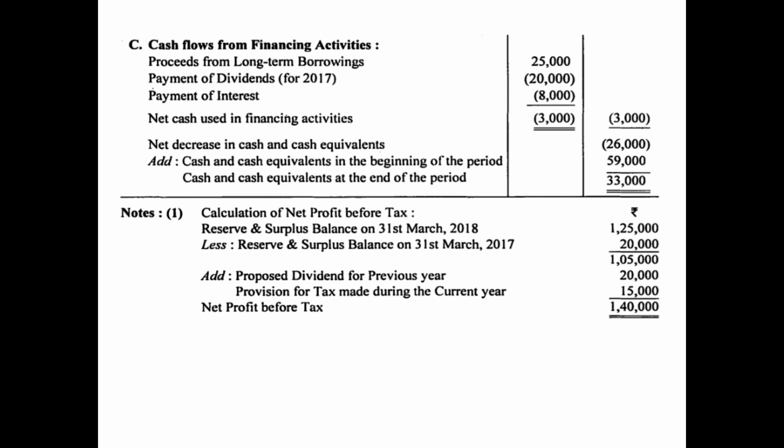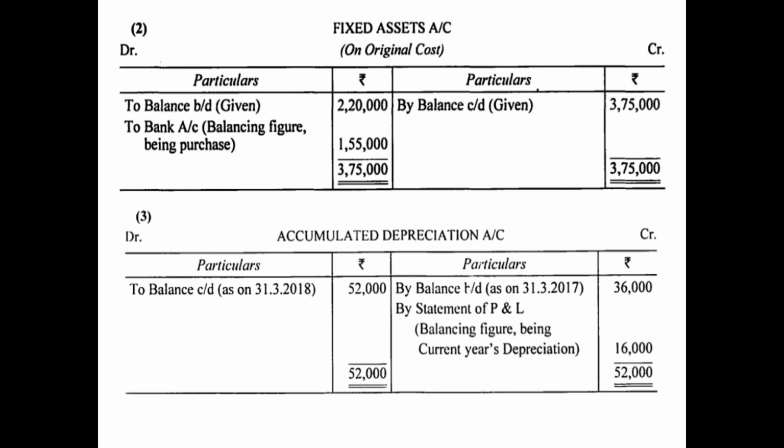So this is a full-fledged cash flow statement which we have prepared. I hope it is clear to you, children. These are the type of full-fledged questions which are asked. This is the working note regarding the fixed asset account.